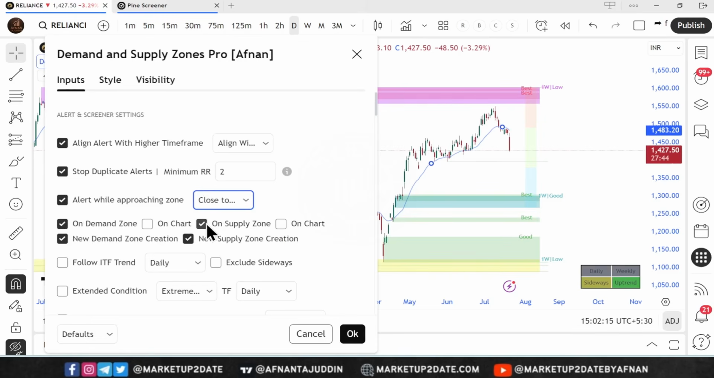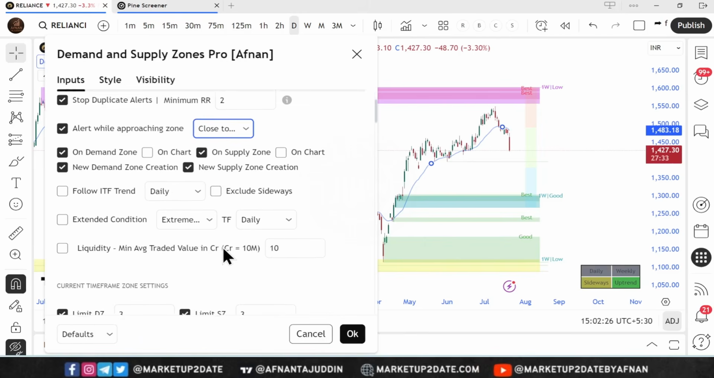These are the master switches to get an alert when price enters a specific zone. We also have new demand and supply zone creation. These toggles let you create alerts that fire the moment a new valid zone is printed on the chart.